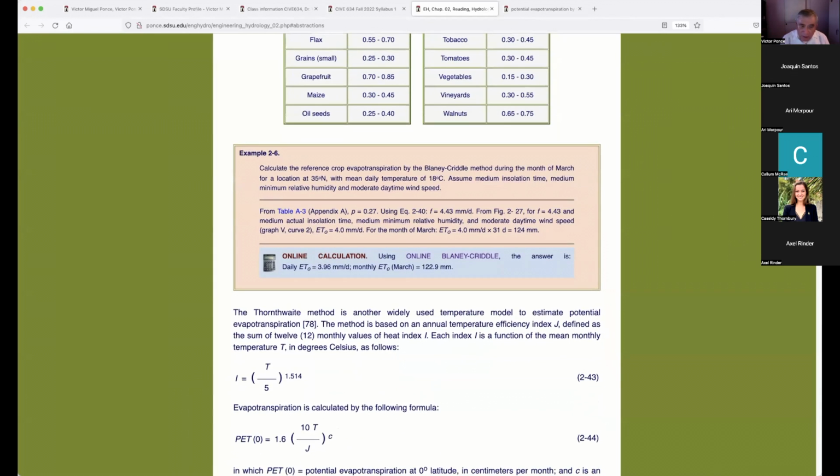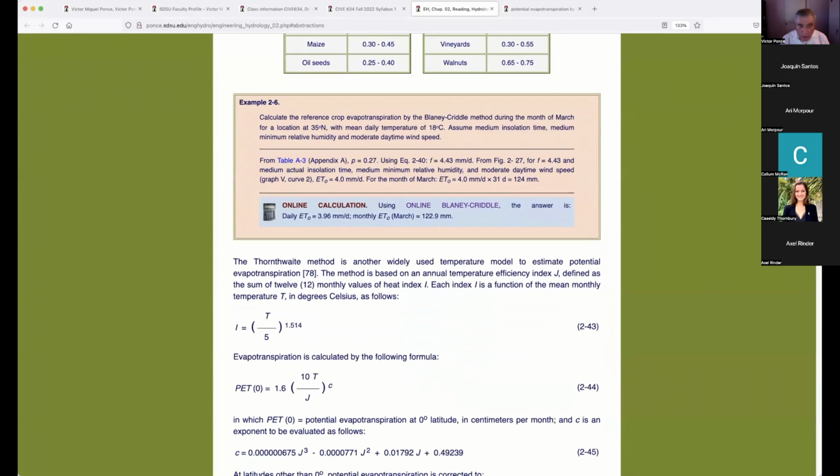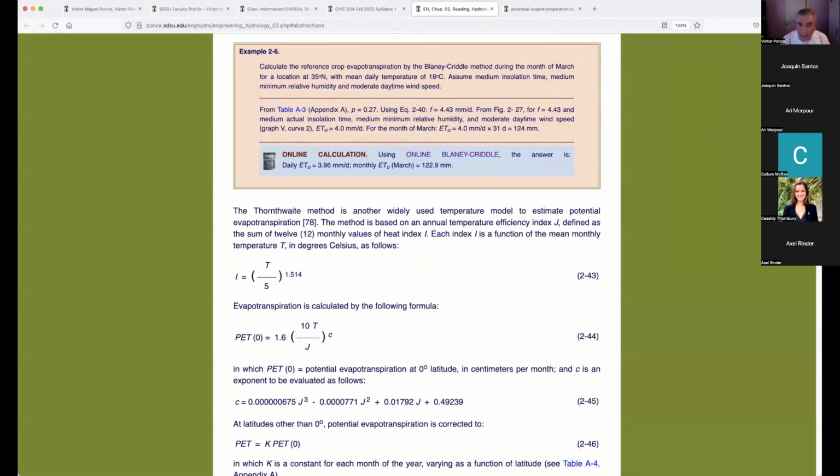Let's proceed now to the Thornthwaite method. The Thornthwaite method is another widely used temperature model to estimate potential evapotranspiration. The method is based on an annual temperature efficiency index, J, defined as the sum of 12 monthly values of heat index I. Each heat index is a function of the mean monthly temperature T in degrees Celsius. So you would take the mean monthly temperatures, we find these heat indices, and we calculate evapotranspiration by the following formula.